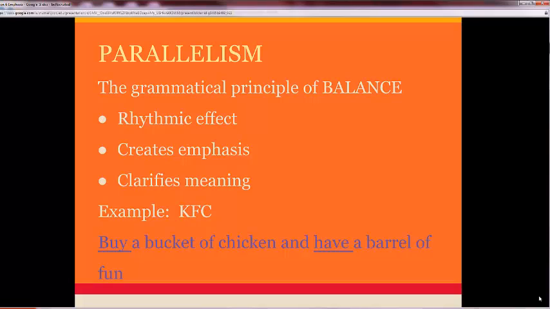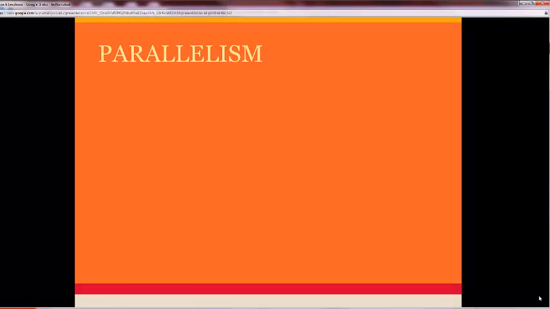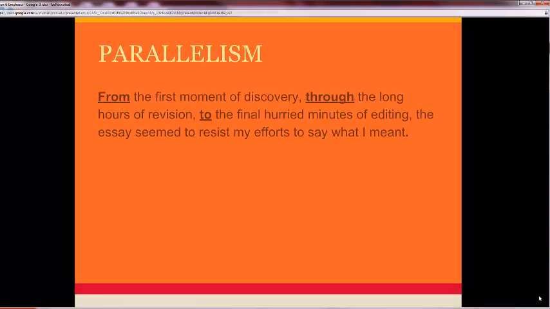Notice the slogan has 2 sentences joined by "and." Each complete thought is an imperative or a command, buy and have. They both have short phrases of the same length and construction that follow those verbs. A bucket of chicken, a barrel of fun. That is parallelism. For example, you might use parallelism to describe a range of experiences encountered in writing an essay.